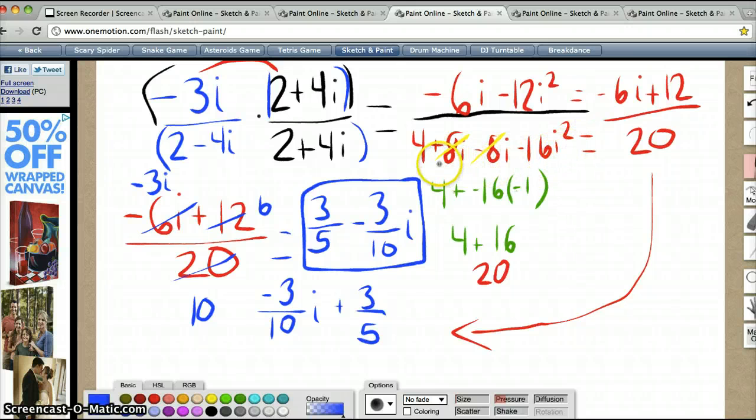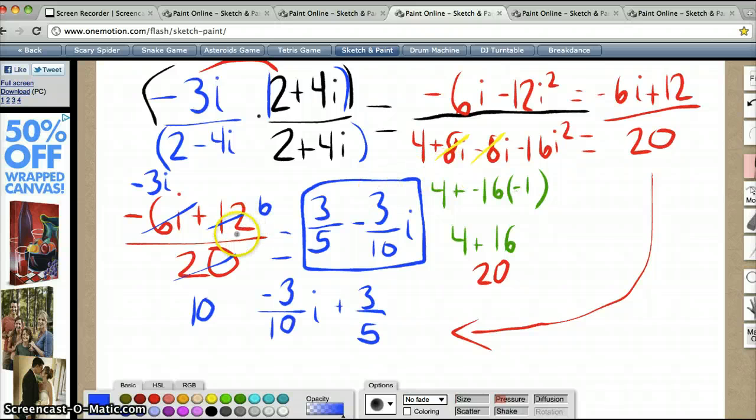So then we go ahead and combine like terms. 8i and negative 8i cancel out. 4 plus a negative 16, again, i squared is a negative 1, becomes a positive 16, and that becomes a 20. So you've got negative 6i plus 12 divided by 20.